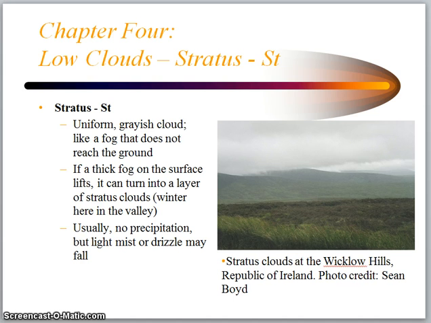Here's a nice picture of stratus clouds. I took this picture in the Wicklow Hills south of the city of Dublin in the Republic of Ireland several years ago. It's a uniform grayish cloud like a fog that doesn't reach the ground. If a thick fog layer on the surface lifts up from the surface, it can turn into a layer of stratus clouds, and that's very common in the winter here in the San Joaquin Valley. Normally you don't get any precipitation out of stratus clouds, but occasionally you can get a light mist or a drizzle that may fall out of them.